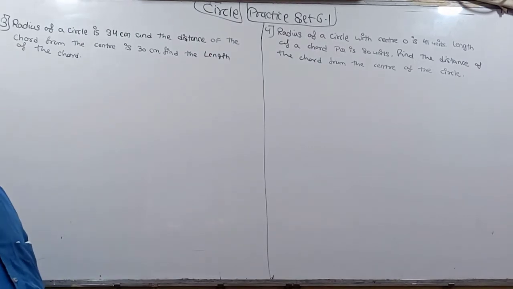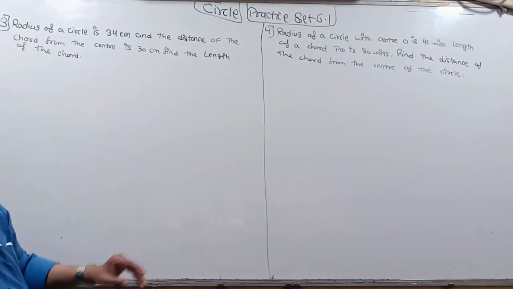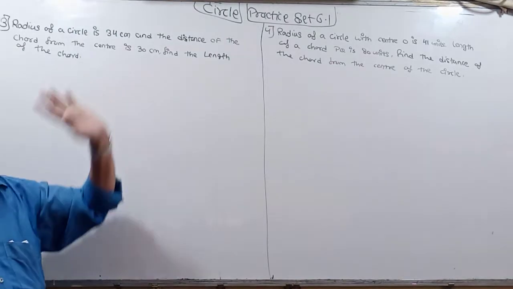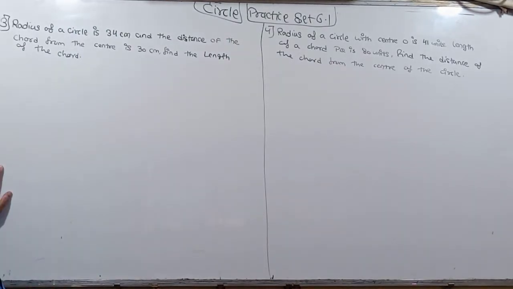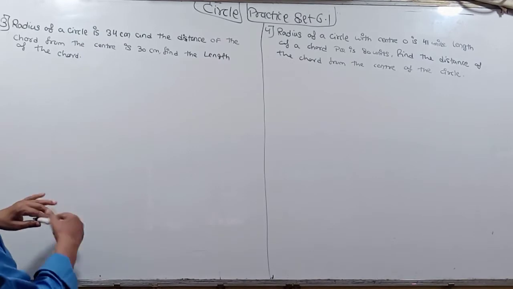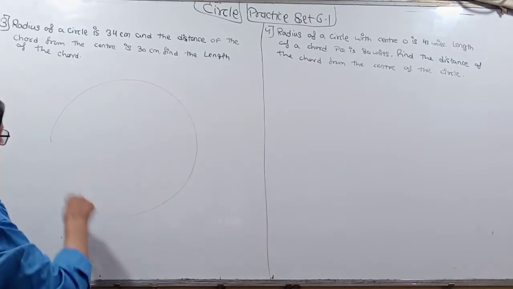Students, in the previous lecture I have solved the first two sums. The remaining sums I am trying to solve in this video. Okay. The radius of a circle is 34 centimeters. So let's draw a circle.